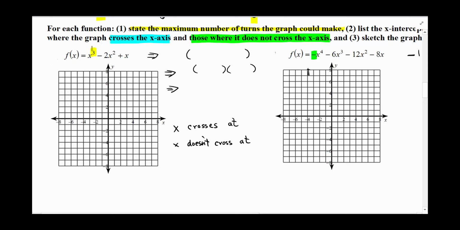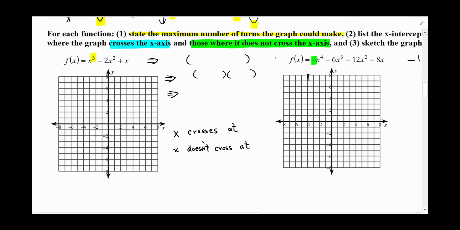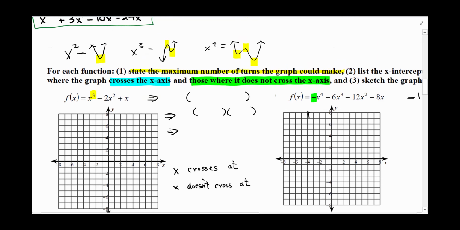You're just going to look at the highest degree and one less than that. It'll make 2 turns. A cubic makes 2 turns. So let me show you what I mean by that. Notice here we have an x squared. Well, an x squared is a parabola. Oh, look, 1 turn. 1 is 1 less than 2.